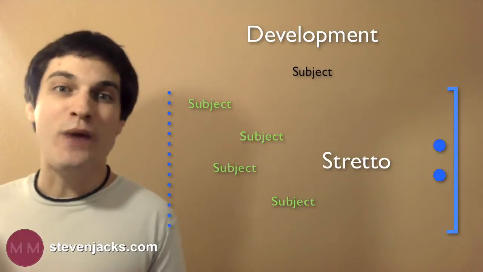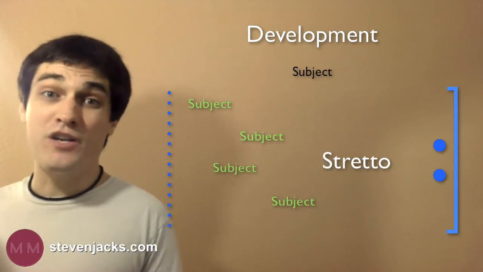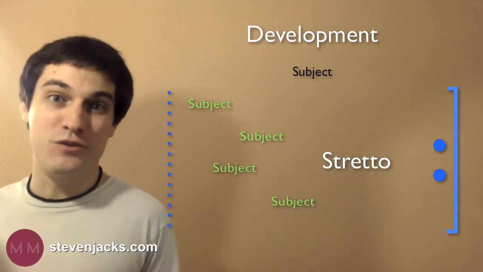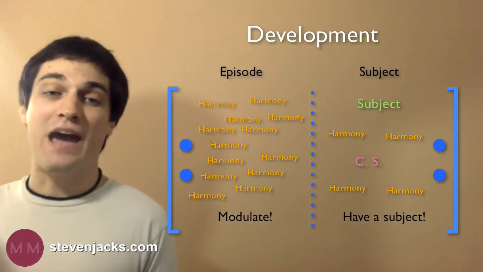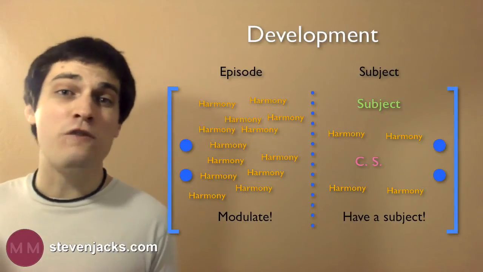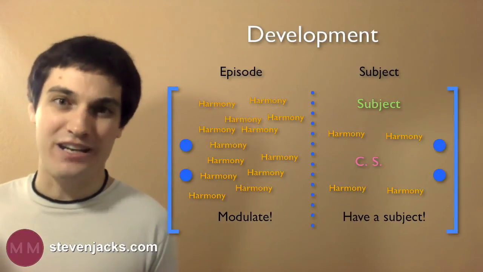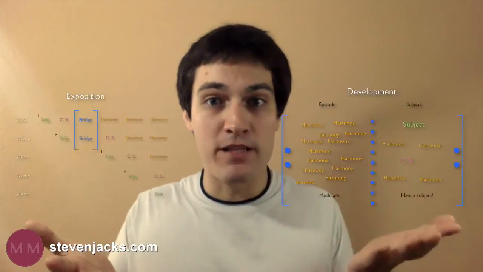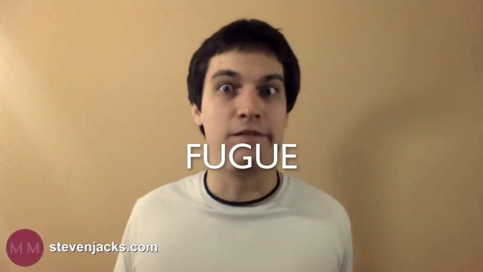That is called stretto. Stretto is a very good way to build suspense and anticipation, especially later on in the fugue. With the episode and subject pattern, you'll be able to go to any key you want. However, it's really common to eventually circle back to your tonic key. Most fugues will end in their tonic key. So you have the exposition section and the development section, you put them together and you have a fugue.